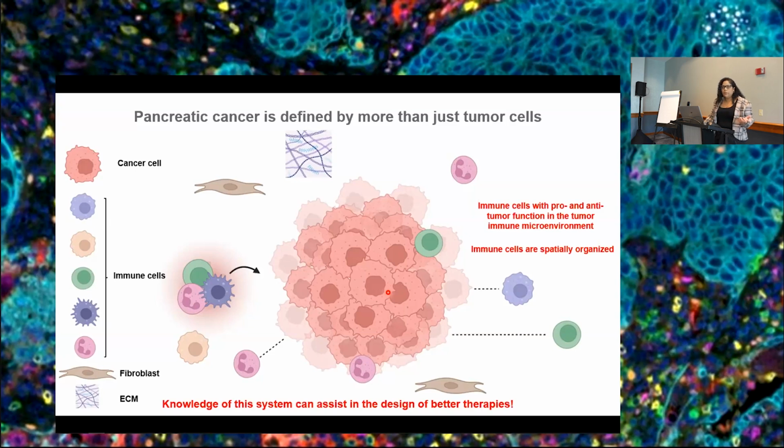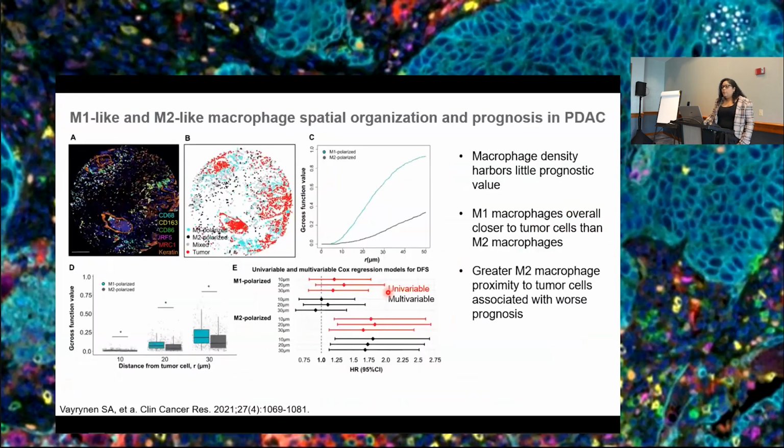But as you know, there are other people that have studied the pancreatic cancer microenvironment. However, many of these groups used less sensitive techniques or techniques that lost spatial context. So we started exploring the tumor immune microenvironment in upfront resected cancers using multiplex immunofluorescence. In work performed by Sarah Varinen, who was a postdoc in our lab, she found that macrophages are one of the most common cell types in pancreatic cancer. However, surprisingly, this population did not harbor prognostic significance in pancreatic cancer.